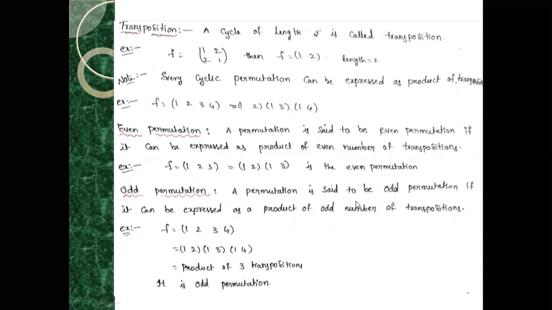A permutation is said to be an odd permutation if it can be expressed as a product of an odd number of transpositions. For example, f = (1 2 3 4). This can be expressed as a product of transpositions, that is (1 2)(1 3)(1 4). Possible transpositions: only 3. So it is a product of 3 transpositions, so it is an odd permutation.